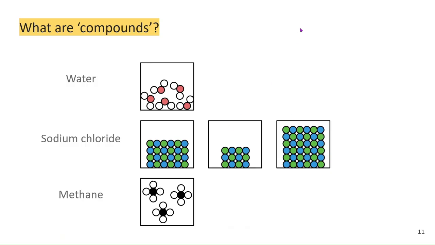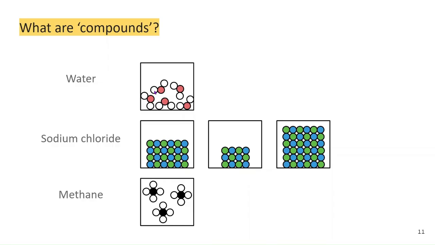So let's talk about compounds. We know what an element is, right? The smallest thing that can't be broken down anymore without compromising those chemical properties. But compounds, let's think about what are compounds, right? Let's first identify perhaps a formula for each of these, right?